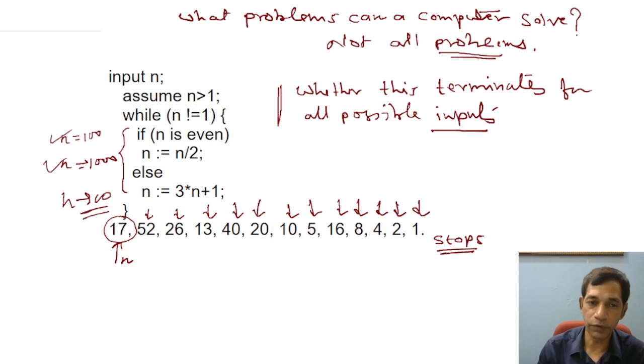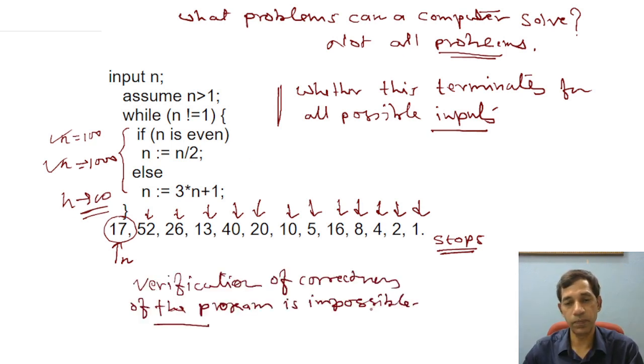So you have to check for every n whether this program will terminate or not, and there is no way to check because n can be anything. There is no way to check whether this program will terminate for all possible inputs, and hence verification of the correctness of the program is impossible. Never think that a program which takes more time or goes into an infinite loop is a complex program. Very simple programs can become difficult depending on the input size. So very simple problems can become very difficult.